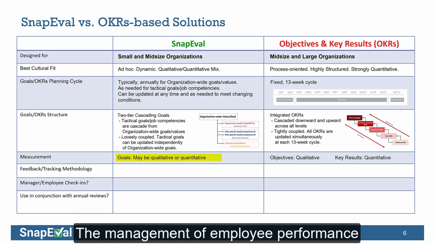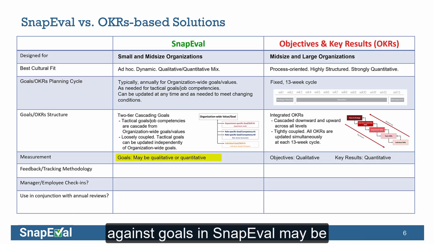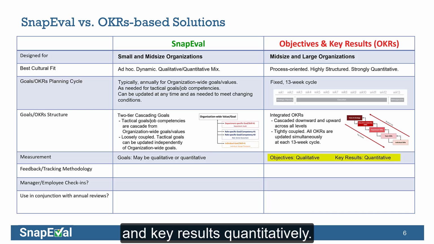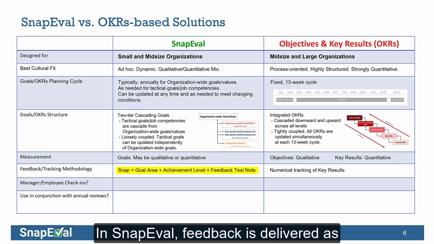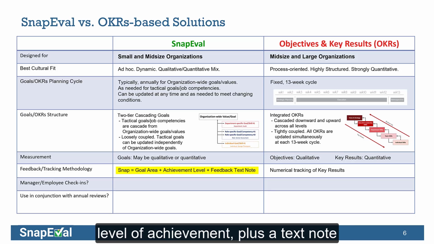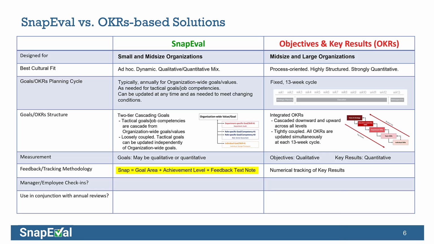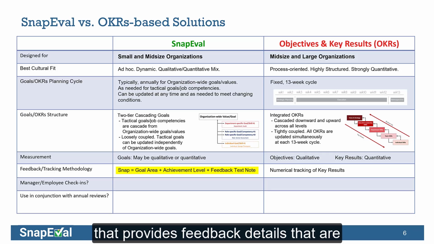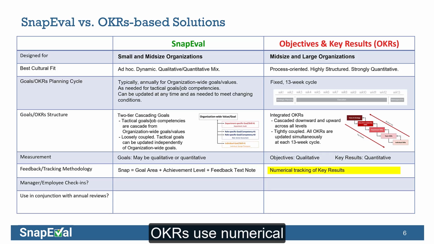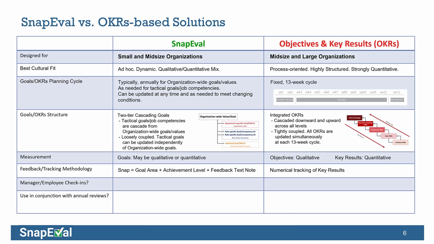The management of employee performance against goals in SnapEval may be either qualitative or quantitative. OKRs measure objectives qualitatively and key results quantitatively. In SnapEval, feedback is delivered as a combination of a goal area plus some level of achievement plus a text note that provides feedback details that are relevant and actionable for the employee. OKRs use numerical tracking of key results.